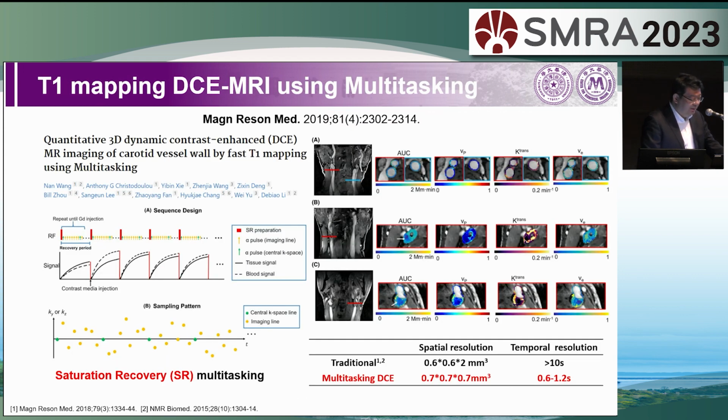And recently there's a technique proposed using multitasking. Basically, this is a saturation recovery multitasking technique. Amazingly, it can acquire real-time T1 mapping during the DCE acquisition. The temporal resolution can reach 0.6 to 1.2 seconds.